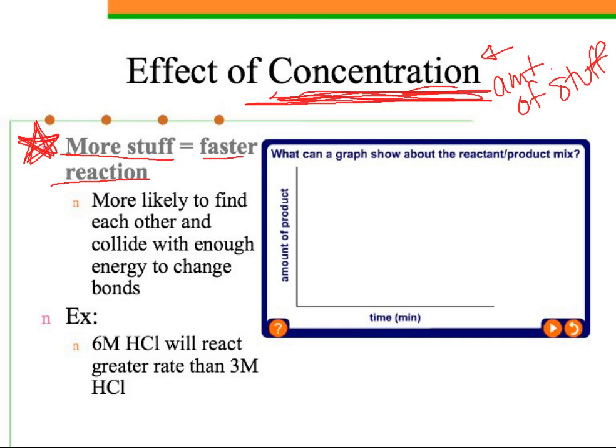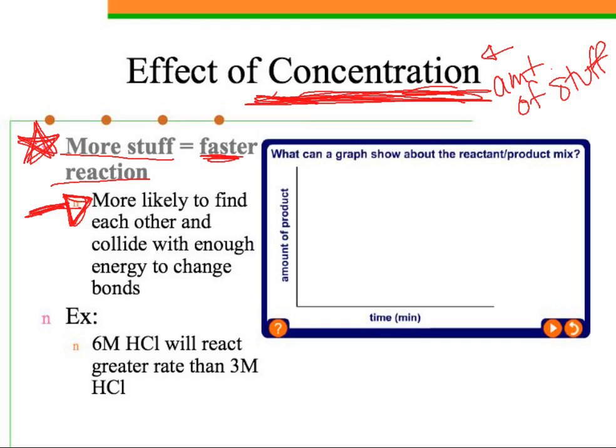Now, if you go and have like 10 million cars in a small amount of space, then you have increased the concentration of cars by a lot. And you'll be able to make that reaction occur very quickly. Because in this case we're talking about cars, but if we go back to chemicals, the chemicals are more likely to find each other and collide with enough energy in order to change the bonds.